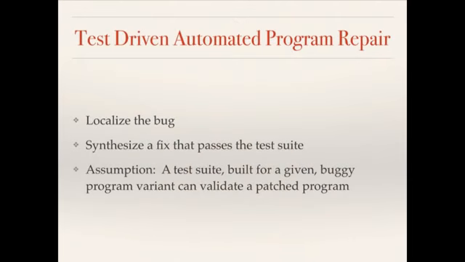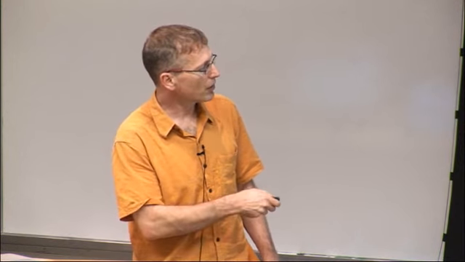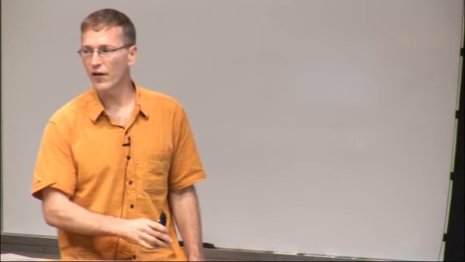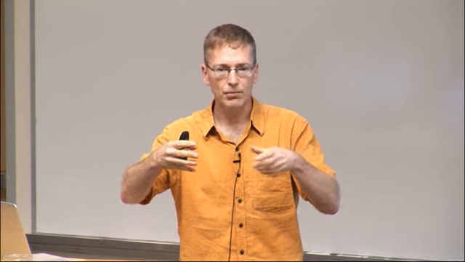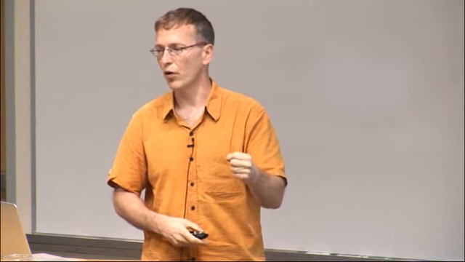Automated program repair requires something that localizes the bug. And what it does is it synthesizes a patch. There's a wide variety of different automated repair techniques that differ in terms of how they synthesize a fix. But the goal is to synthesize a fix that passes the test suite. And their underlying assumption is that a test suite built for a given buggy program variant can validate a patch program. So in some sense they're saying that this test case has some inferential power beyond just the version of the program for which it was written.